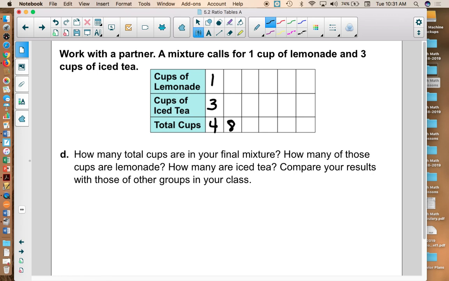8, and the next one would be 12. Oops. Oh, yeah. I'm gonna go right there. I'm gonna go really big. Got a big party. So for 8 cups, how much lemonade do I need? 2 cups of lemonade. How many cups, Monique, of iced tea do I need? If I have 2 cups of lemonade, how many cups of iced tea do I need?